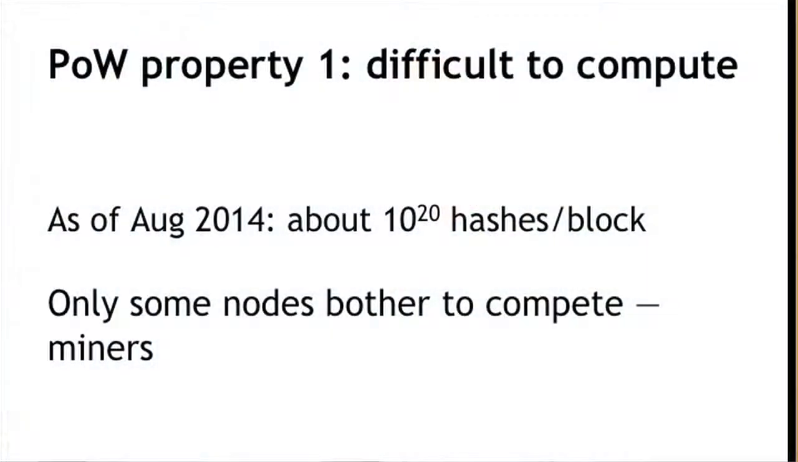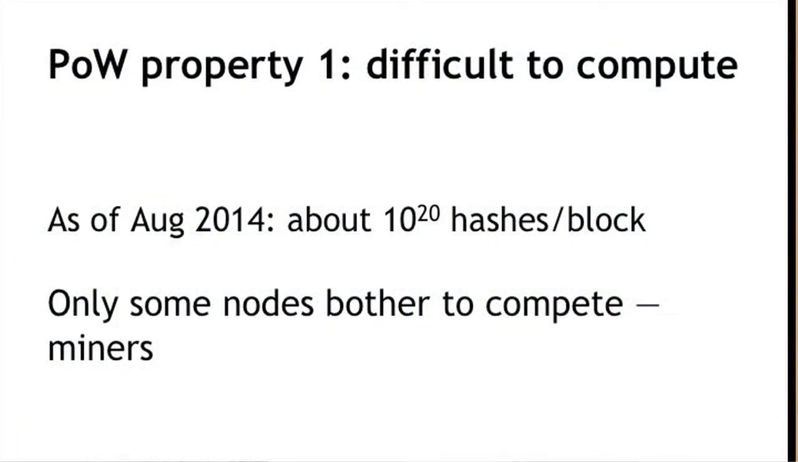And once in a while, one of them will get lucky and will find a random nonce that satisfies this property. And that node then gets to propose the next block. That's how it's completely decentralized. There is nobody deciding which node it is that gets to propose the next block. So let's look at it in a little bit more detail now.